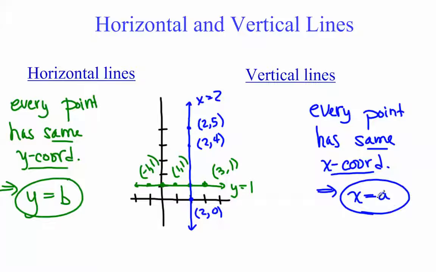Now, if you remember when we studied visual tests for functions, something has to pass the vertical line test. This green line passes the vertical line test. No matter where you hit it with a vertical line, it's only going to cross once. So this horizontal line is a function. And this would be our f of x equals b, that constant function.